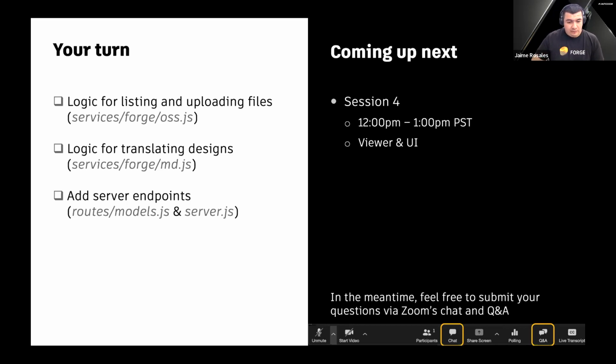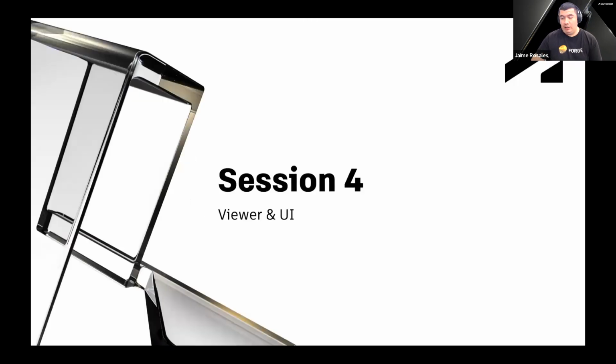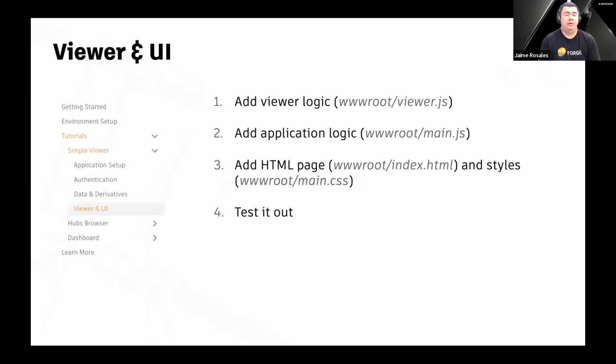Okay, so if you guys don't have any questions, I'm going to move along with the last section, which is session 4, dedicated to the viewer and the UI. So finally, some visual stuff that is a little bit more than just JSON structure on the screen. For this session, we're going to be adding the viewer logic in the viewer.js file. And if you notice, we're going to start doing stuff in the wwwroot section.